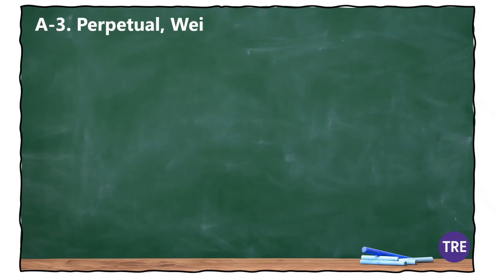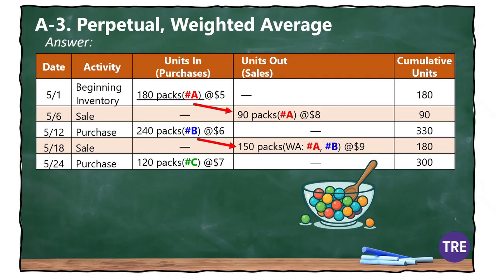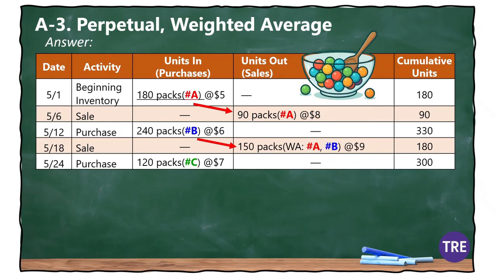Now let's look at the weighted average method under the perpetual system. This method combines all inventory layers into one blended cost each time a new purchase occurs. EcoMart begins with 180 packs at $5. After selling 90, it purchases 240 more at $6. That's when we calculate a new weighted average cost of $5.73 per unit.